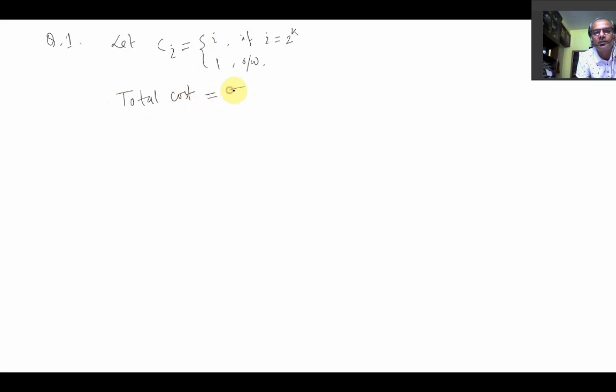Total cost is equal to basically summation of i equals 0 to n of Ci, right? So this can be the total cost of the operation. So this can be written as less than or equal to definitely n, that means at least n will be there, plus the sum of i equals 0 to log n of 2 power i. Where is this coming from? That is the main thing.